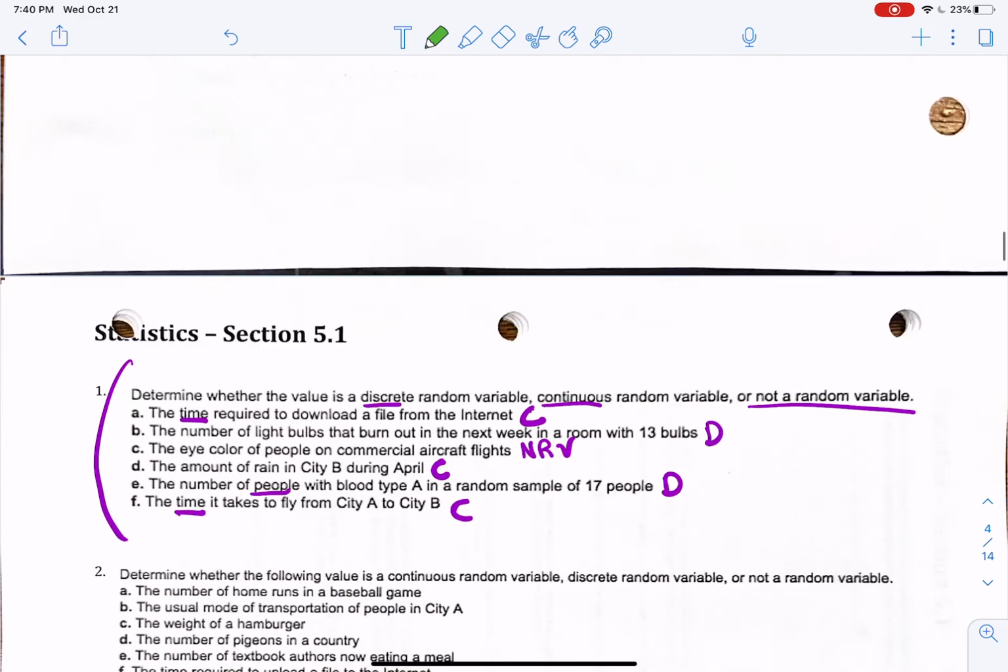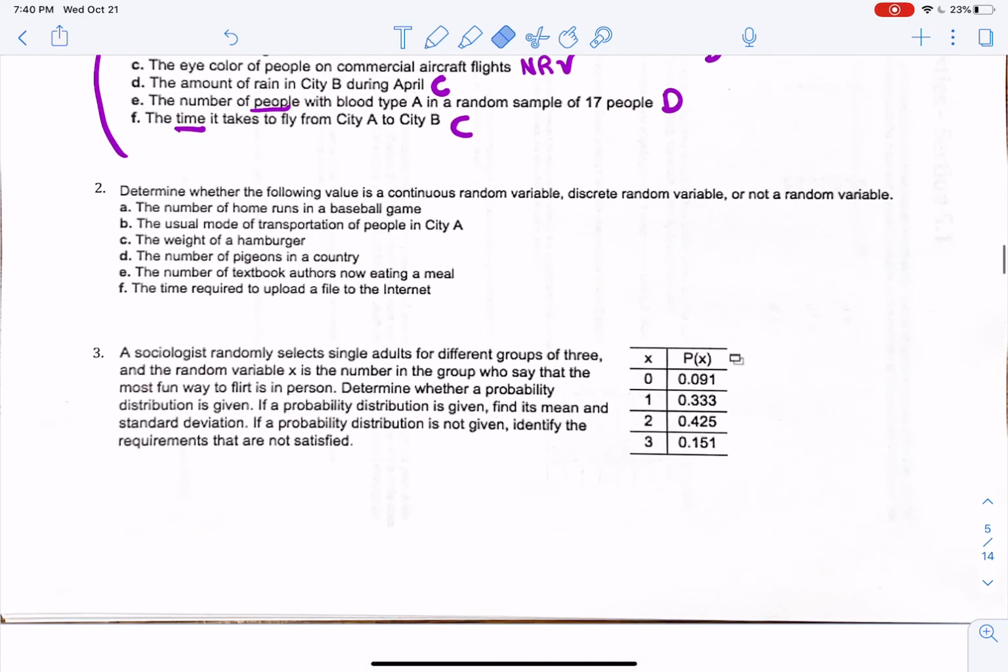You have a sheet that looks like this, number 3. Let's talk through that one. A sociologist randomly selects single adults in different groups of 3, and the random variable X is the number in the group who say that the most fun way to flirt is in person. Oh wow, they're really getting interesting here. Determine whether a probability distribution is given. So does this represent a probability distribution?